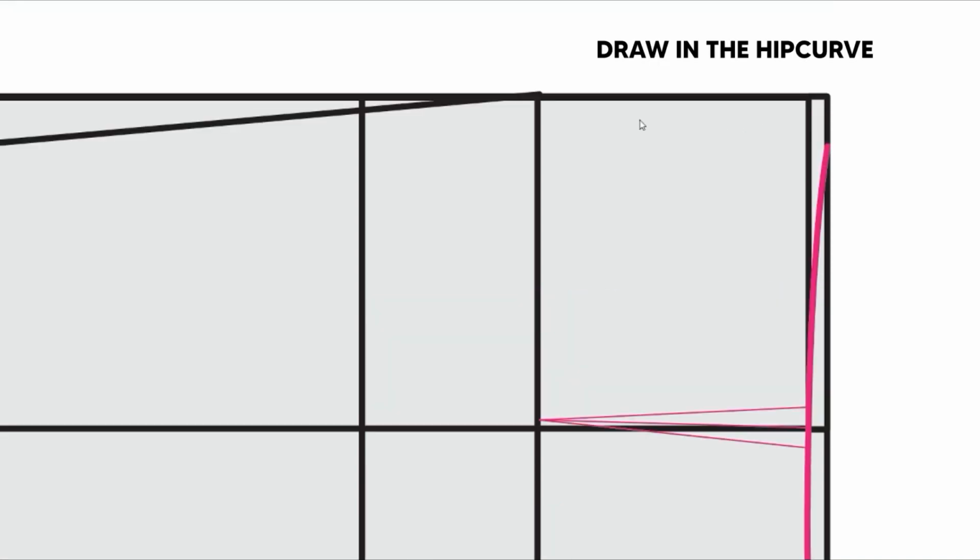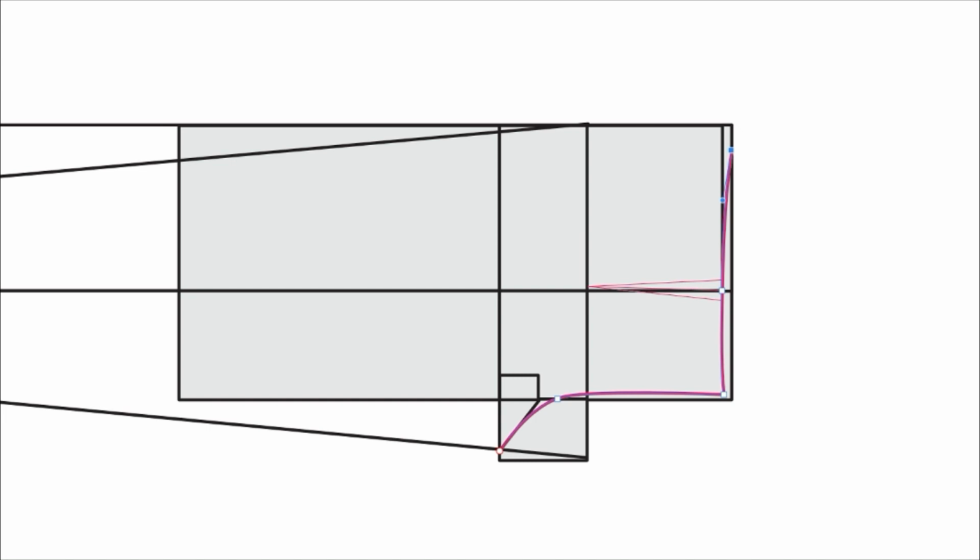And now we are going to draw in a hip curve. For that you can use a hip curve ruler, and you can adapt it depending on your hip line. For everyone it's different. I'm now taking a more or less normal hip line, but it really depends. It's also a point you can always adapt when sewing your first mock-up.